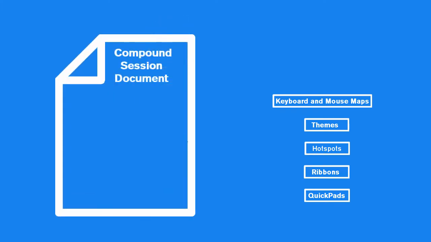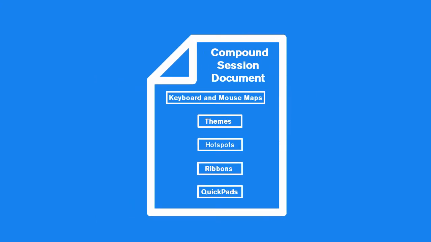When you save settings in a compound session document file, all these settings are saved in this file. When you use these files, you don't have as much flexibility for configuration, but your deployment is greatly simplified because you can deploy your sessions without having to deploy dependent files.